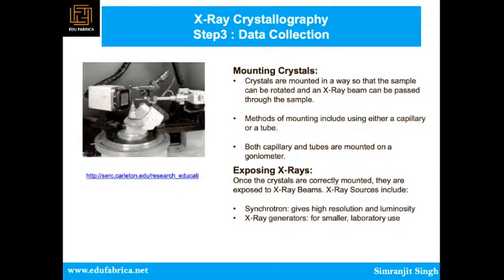Then data collection. We are done with the protein purification, then X-ray crystallization, and afterwards there comes the data collection. So this is mounting. Crystals are mounted in a way that the sample can be rotated and X-ray beams can be passed through the sample. Methods of mounting include using either a capillary or a loop. Both are mounted on a goniometer. So we expose the crystal to X-rays from a synchrotron or X-ray generators.